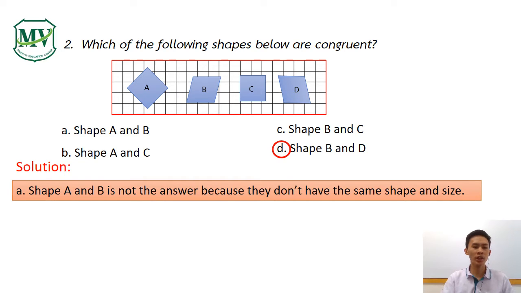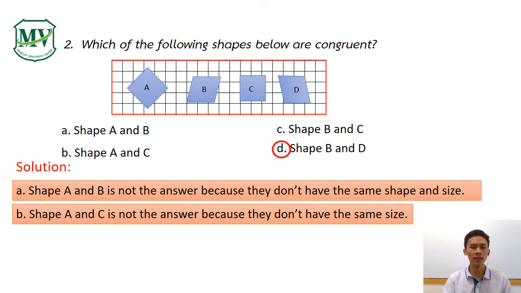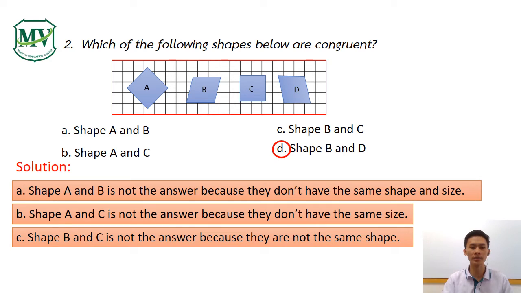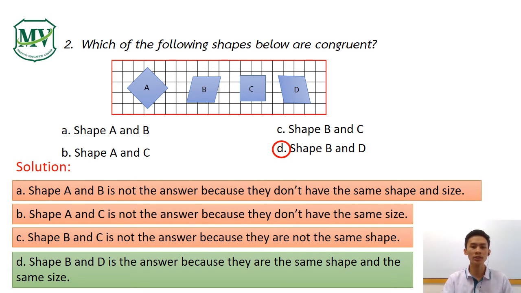Letter A, shape A and B is not the answer because they don't have the same shape and size. Letter B, shape A and C is not the answer because they don't have the same size. Letter C, shape B and C is not the answer because they are not the same shape. Letter D, shape B and D is the answer because they are the same shape and the same size. So letter D is the correct answer.